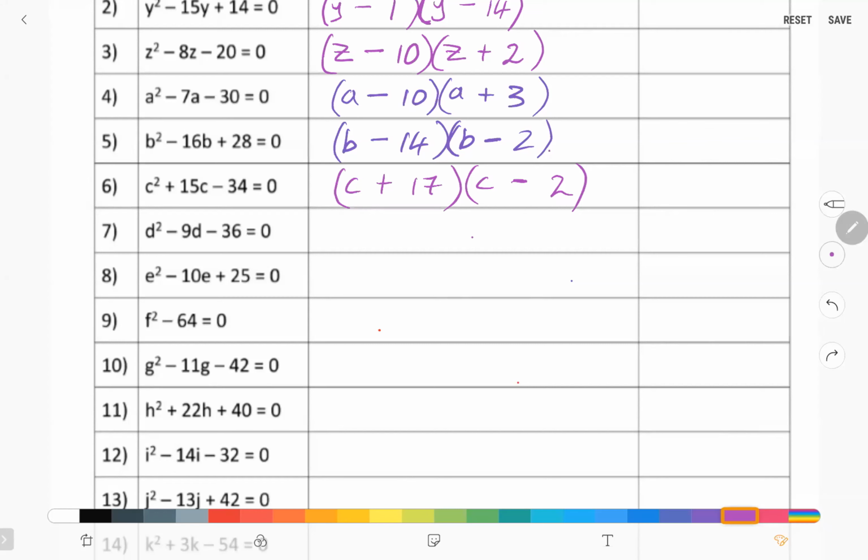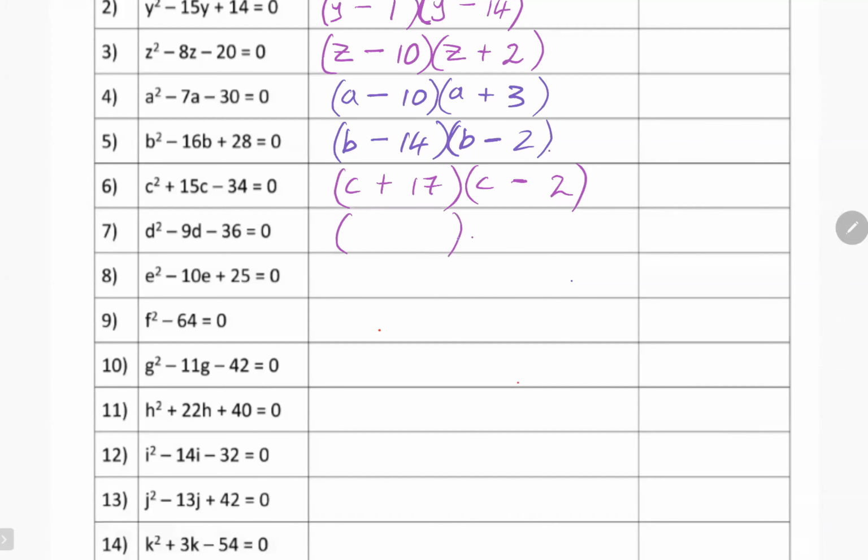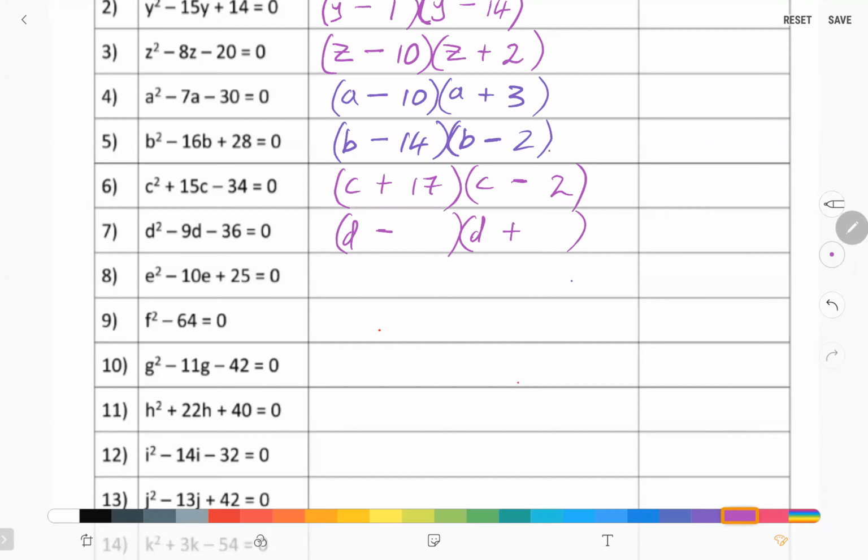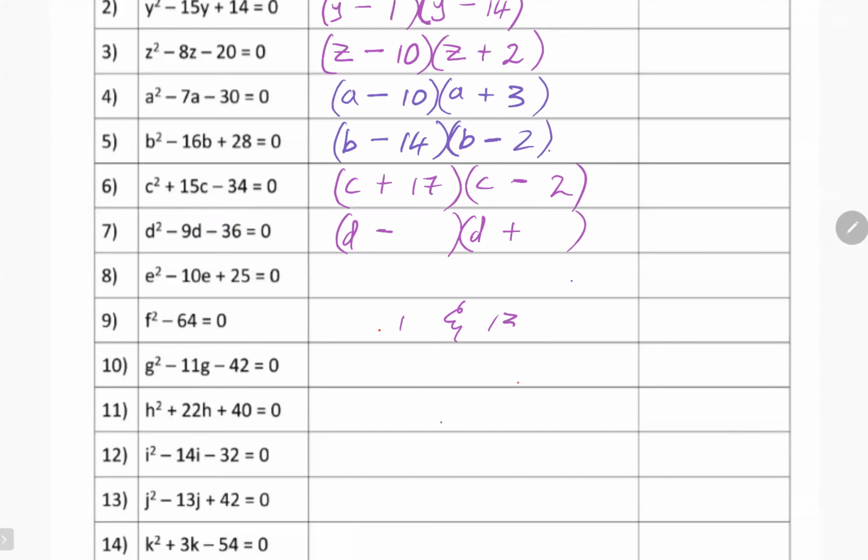So this again, the first term is d squared, so we can factorize it quick and fast. So it's d and d. The minus tells me that the two signs are different, and this tells me that the larger will be negative. So I'm going to put the negative first, the positive next. Then I want factors of 36 where the difference is 9. Factors of 36. If you don't know right away, you can try 1 and 36.